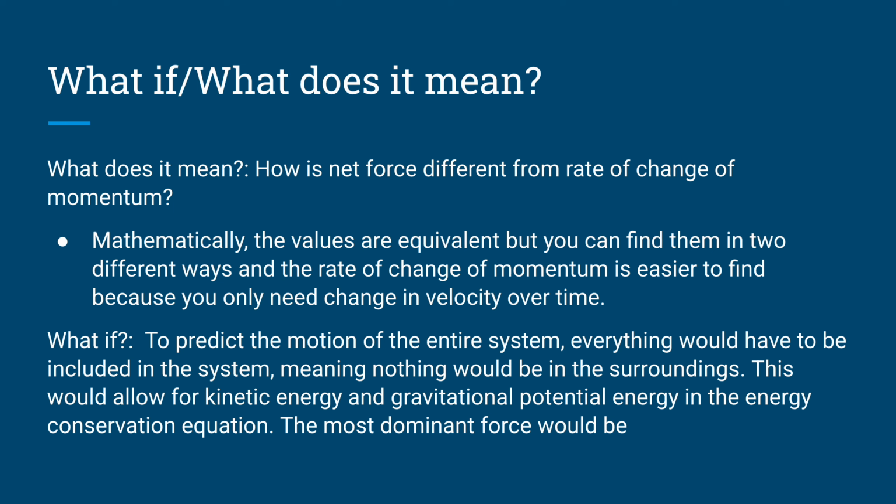And then what if? To predict the motion of the entire system, everything would have to be included in the system, meaning nothing would be in the surroundings. This allows for kinetic energy and gravitational potential energy in the energy conservation equation. And for some reason my slide didn't update, but the most dominant force would be the one with the greatest mass because of the nature of both kinetic energy and gravitational potential energy. And that is all.